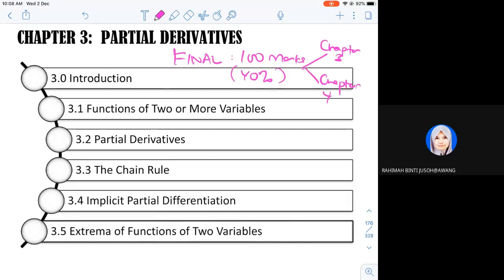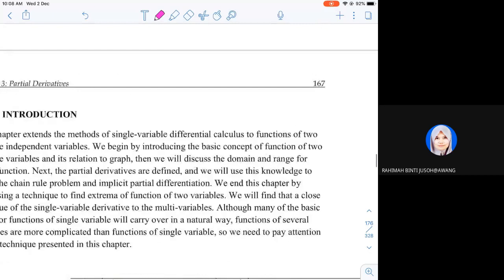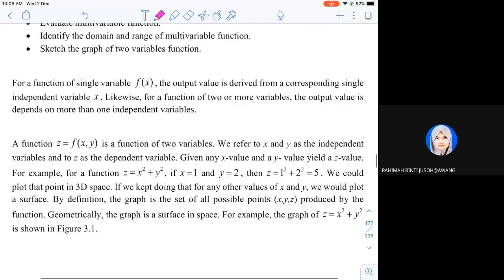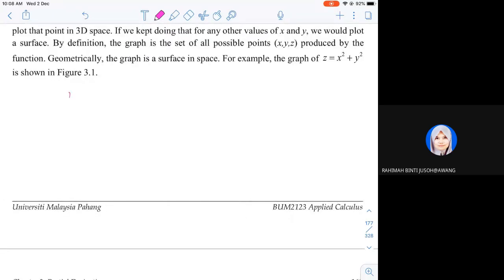Okay, so first we will start with 3.1, functions of two or more variables. In this topic 3.1, you will have more than one variable, of course. F consists of x and y. Basically, chapter 3, we will focus on derivatives. So you have to be expert on differentiation actually.